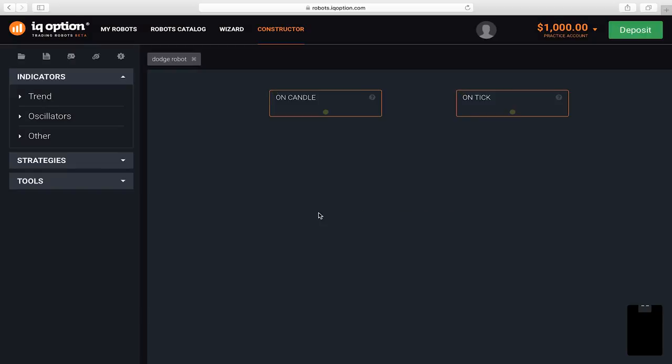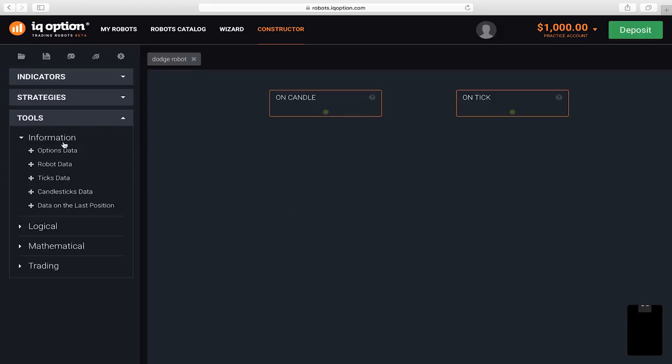You can see that the designer already has two starting blocks, onCandle and onTick. This strategy is based on candles, so we'll use the onCandle block. However, the onCandle block only gets information about the last candle, while we need the last two.